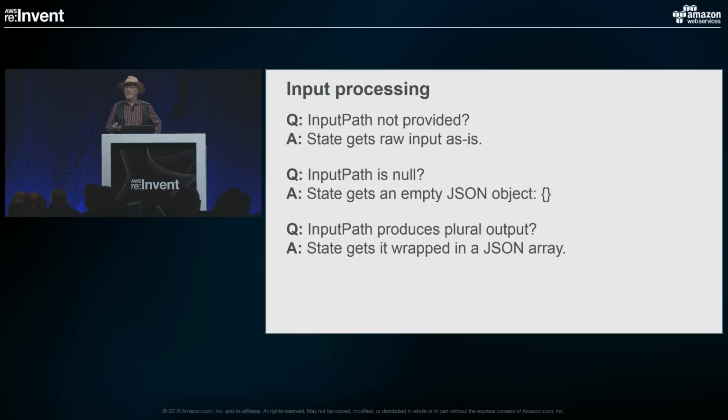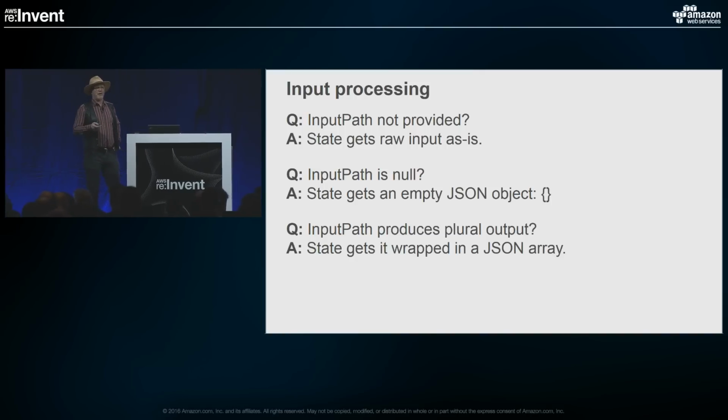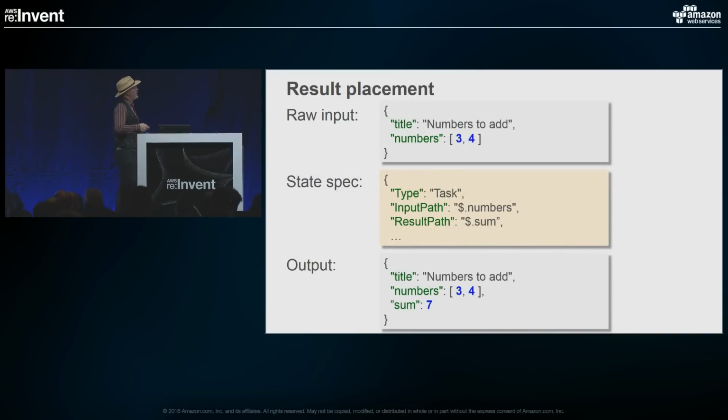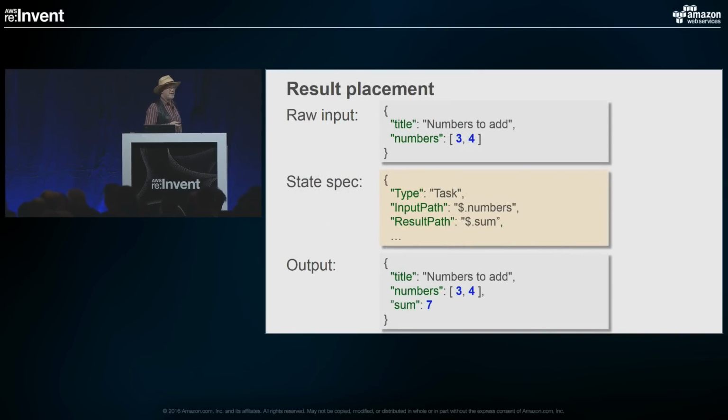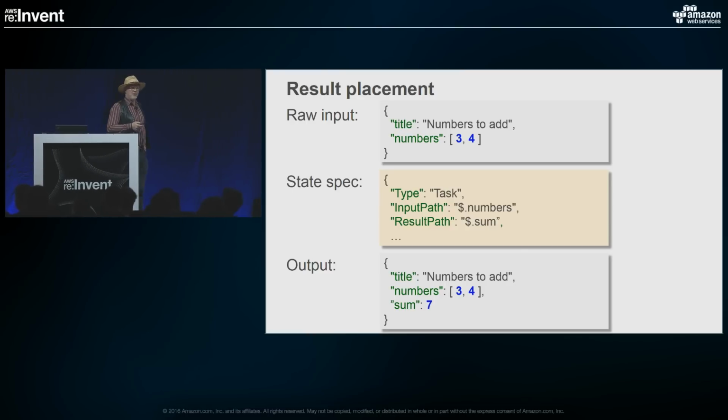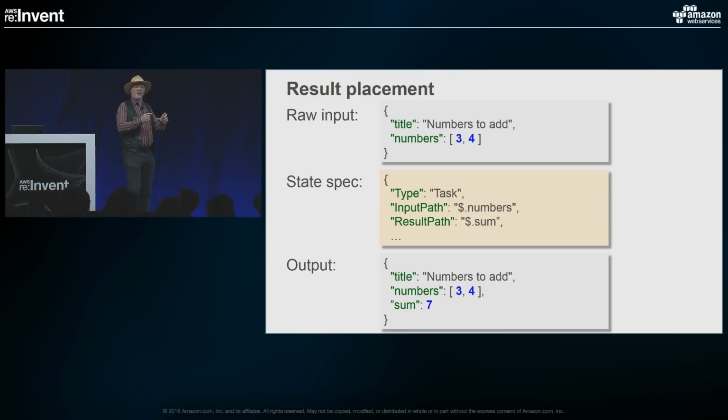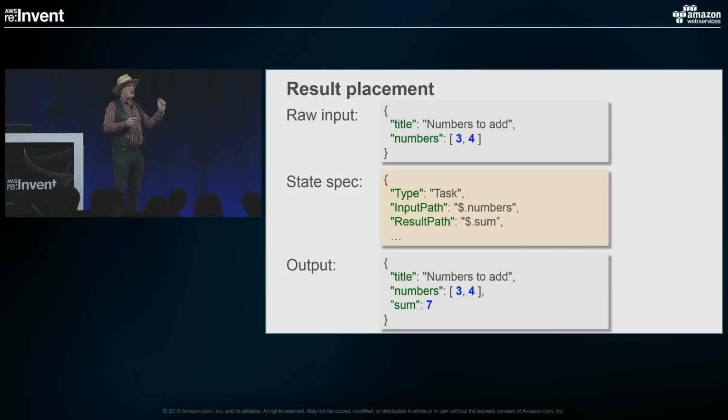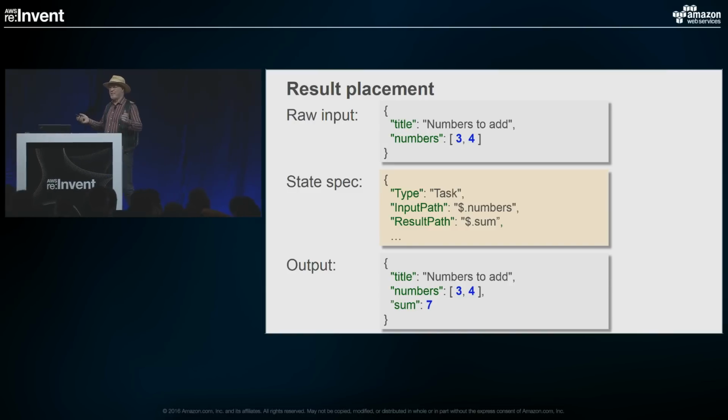So I've talked about the stuff coming into a state. Now let's talk about the stuff going out of a state. So let's go back to that same example. Suppose that Lambda function that knows how to add arrays of numbers just produces a single number as output. So in this particular case, its output would just be the single character 7, which is a perfectly fine JSON text. But we don't want to throw away all our input and just have 7 be the output.